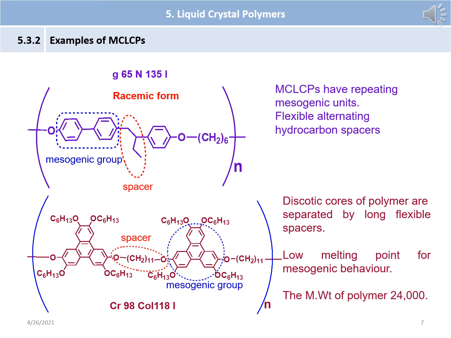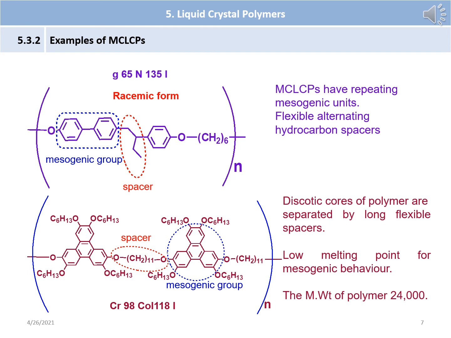Two examples of main chain liquid crystal polymers are shown in this slide. The top example shows the mesogenic group circled in blue as a rod shape. Overall, the main chain liquid crystal polymers have repeating mesogenic units connected with flexible alternating hydrocarbon spacers. This polymer will be in glass state at room temperature up to 65 degrees Celsius, then exhibits nematic phase from 65 to 135 degrees Celsius. The nematic phase is contributed by the rod shape of the mesogenic units.